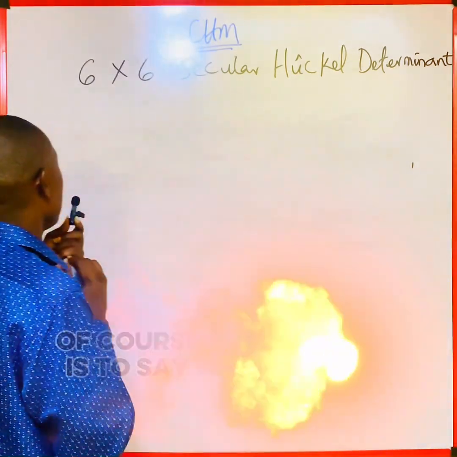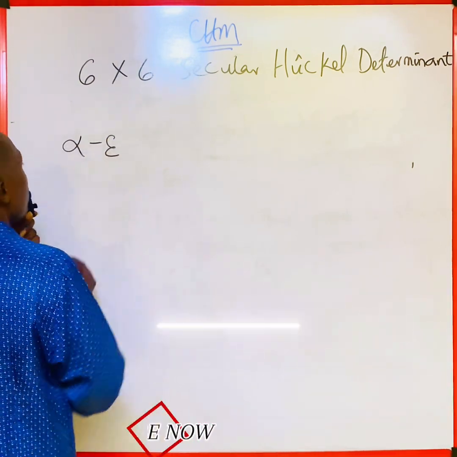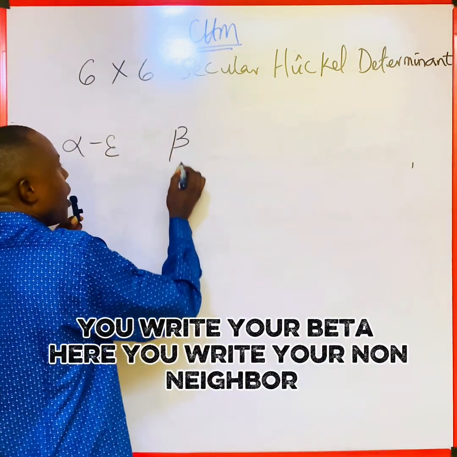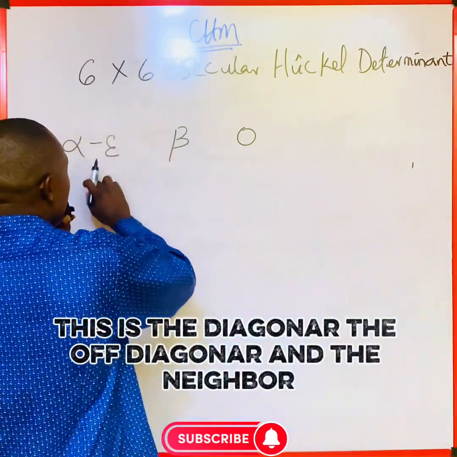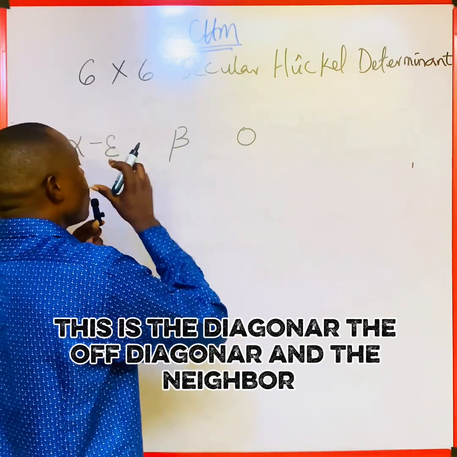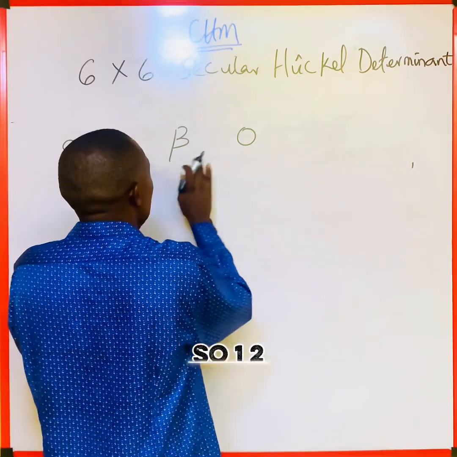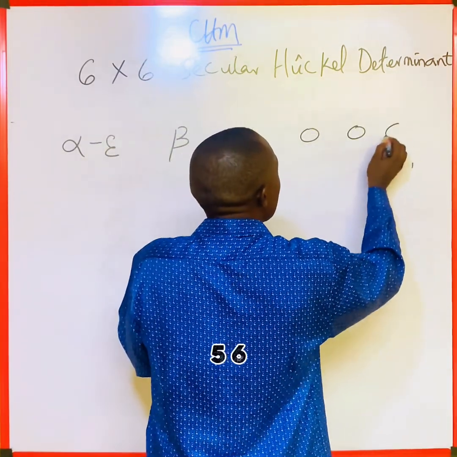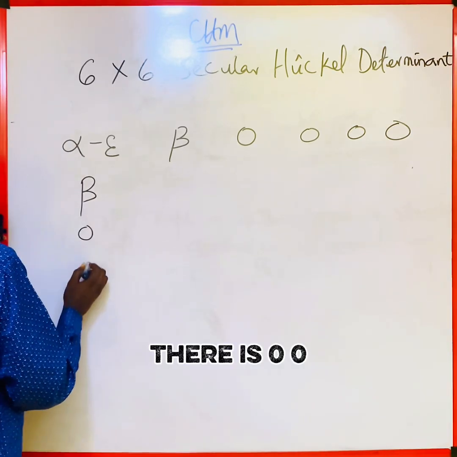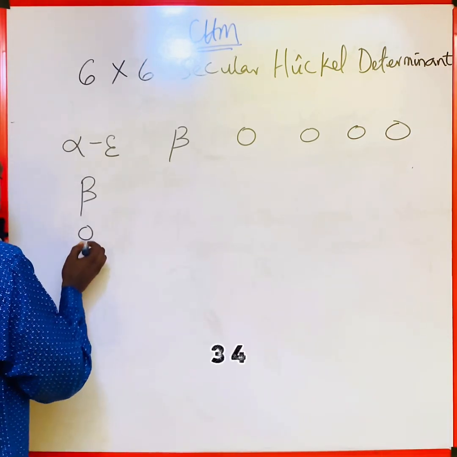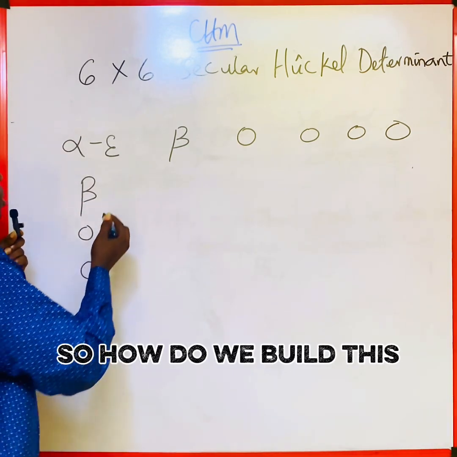So let us go. Of course, the first one is to say alpha minus E. You write your beta here. You write your non-neighbor. This is the diagonal, the off diagonal, and the neighbor. So 1, 2, 3, 4, 5, 6. Same thing also happens here. Here is beta. Here is 0, 0, 1, 2, 3, 4, 5, 6. 6 by 6. So how do we build this?